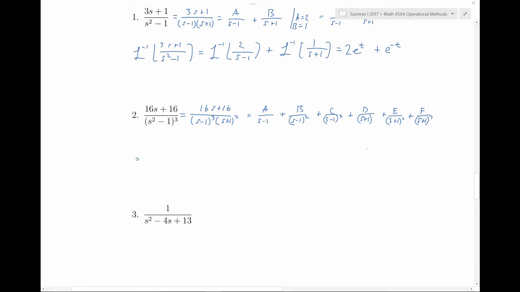Again, I pre-computed the coefficients. A is 3, B is negative 4, and C is 4. D is negative 3, E is negative 2, and F is 0.